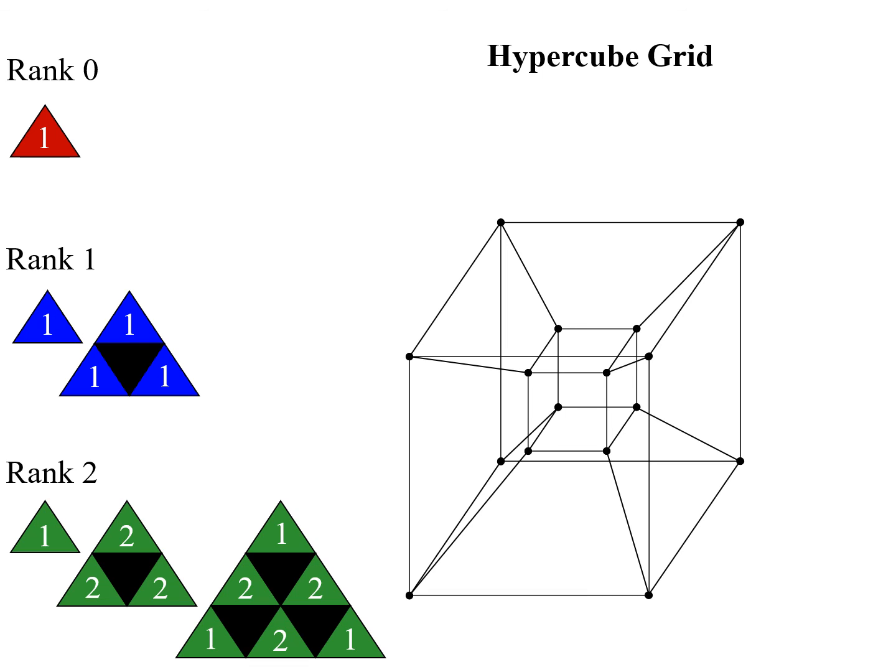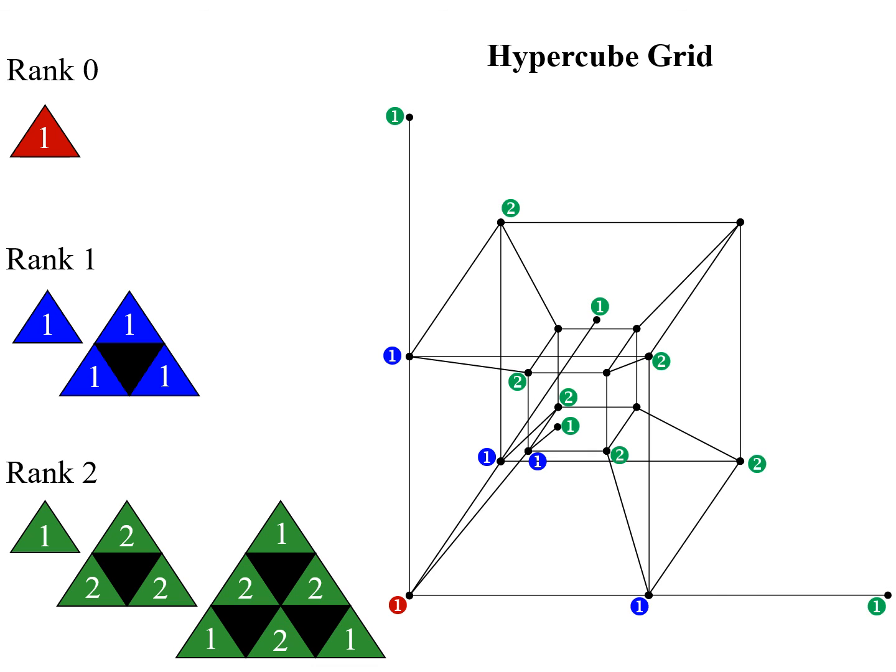We put rank 0 in the corner. Rank 1 goes there. I'll need to extend this hypercube out a little to get part of the grid for rank 2. There's rank 2.